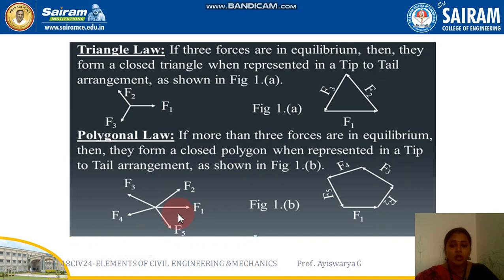The next one is the polygonal law. Polygonal law means if you find more than three forces in one system, and everything is in equilibrium, you can form a closed polygon in a tip-to-tail arrangement, as you can see in the second figure. Without changing their direction and magnitude you can make a closed polygon, right? So that is called the polygonal law.